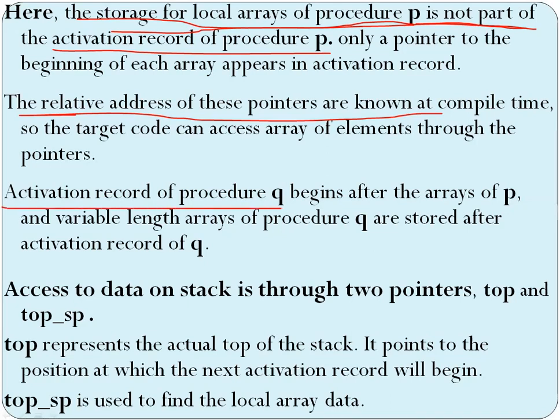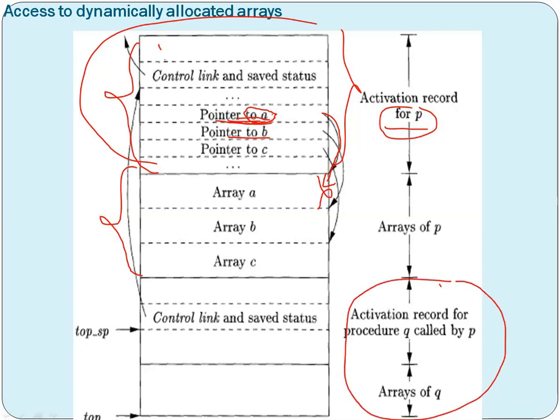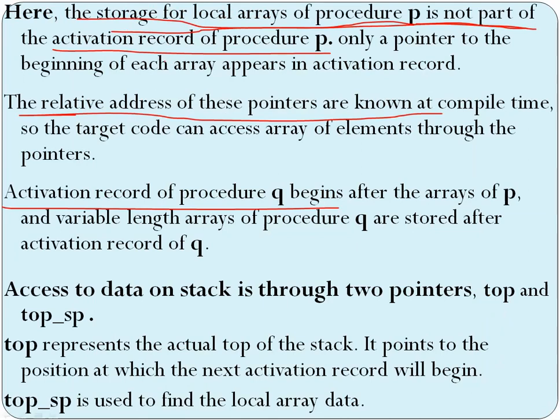The activation record of processor Q begins after the arrays of P. See here, this is the activation record of P and the allocation for variable length data of P. After that, the activation record of Q is placed in the stack area. So the activation record of processor Q begins after the arrays of P, and the variable length arrays of processor Q are stored after the activation record of Q as before.